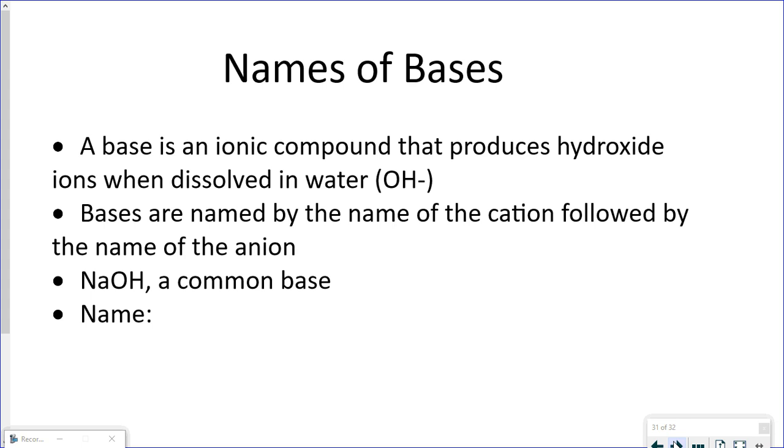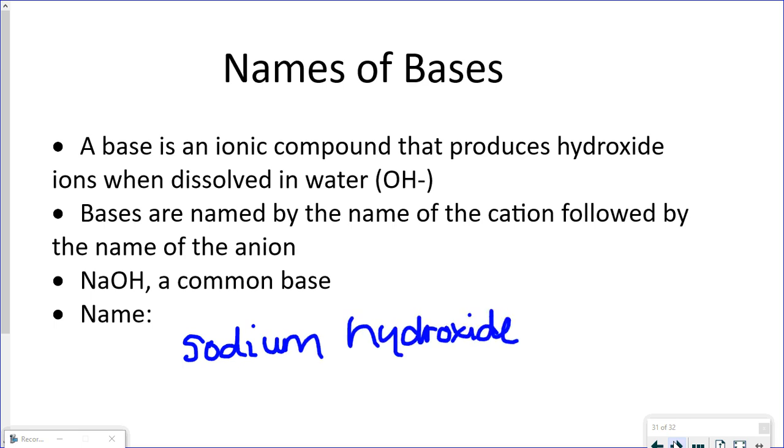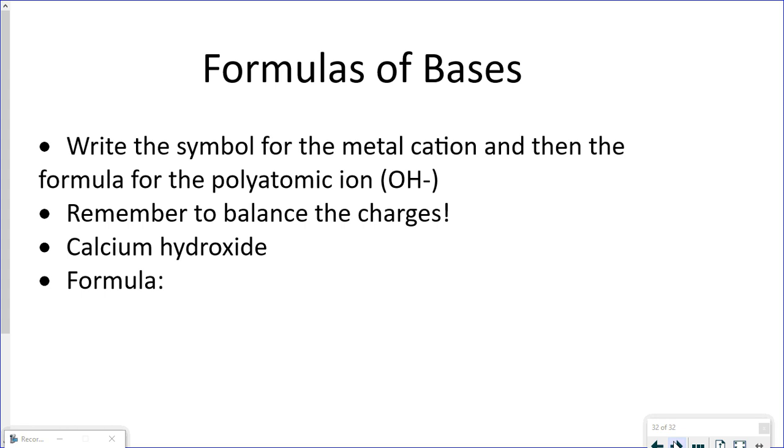So for example, NaOH, Na is sodium, and OH is hydroxide. Make sure that if your metal, that first cation, is a transition metal, that you use the appropriate naming system and Roman numerals for it. On the flip side, if we're writing formulas of bases, this is just like writing any other ionic compound. You have the metal cation, and then hydroxide, and you crisscross the charges to balance.